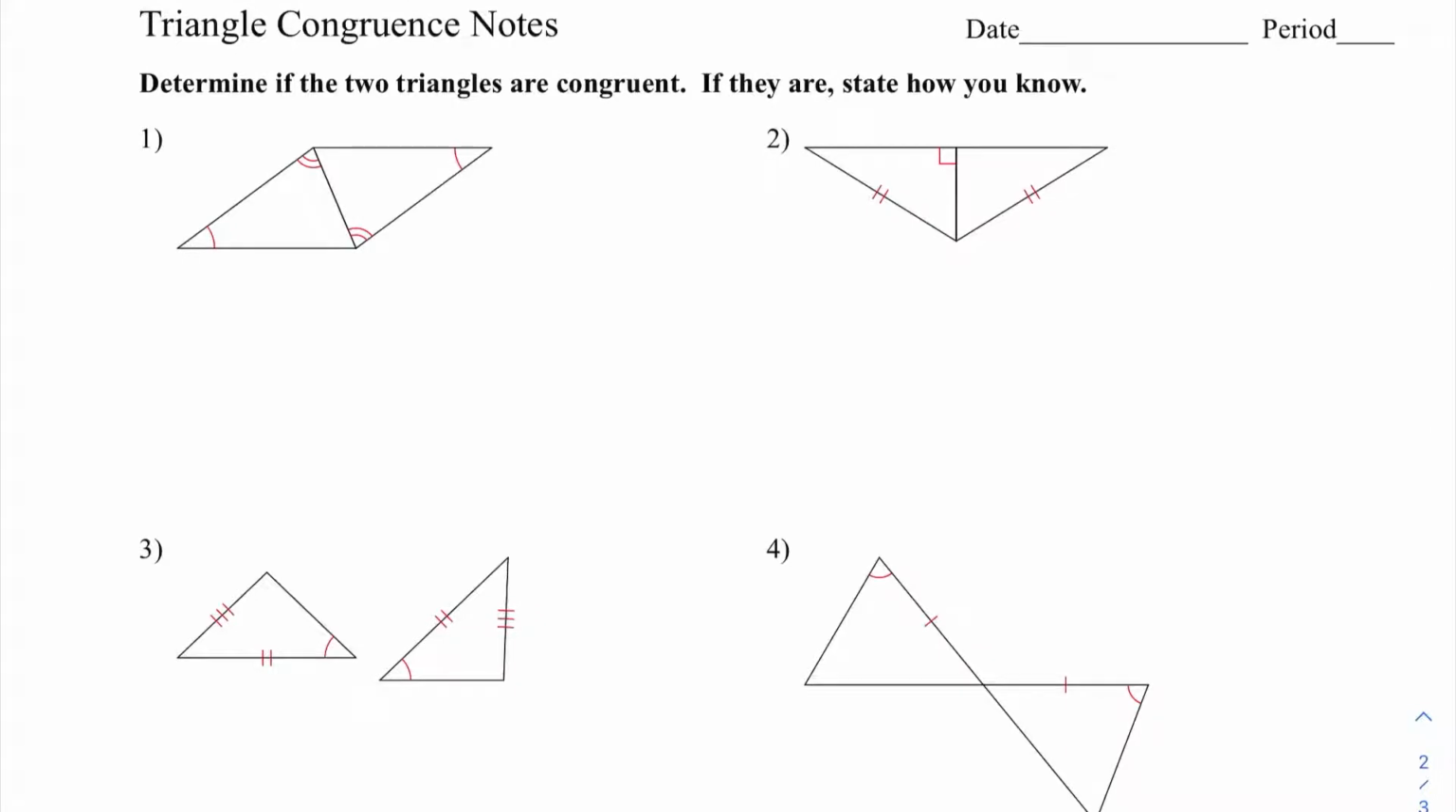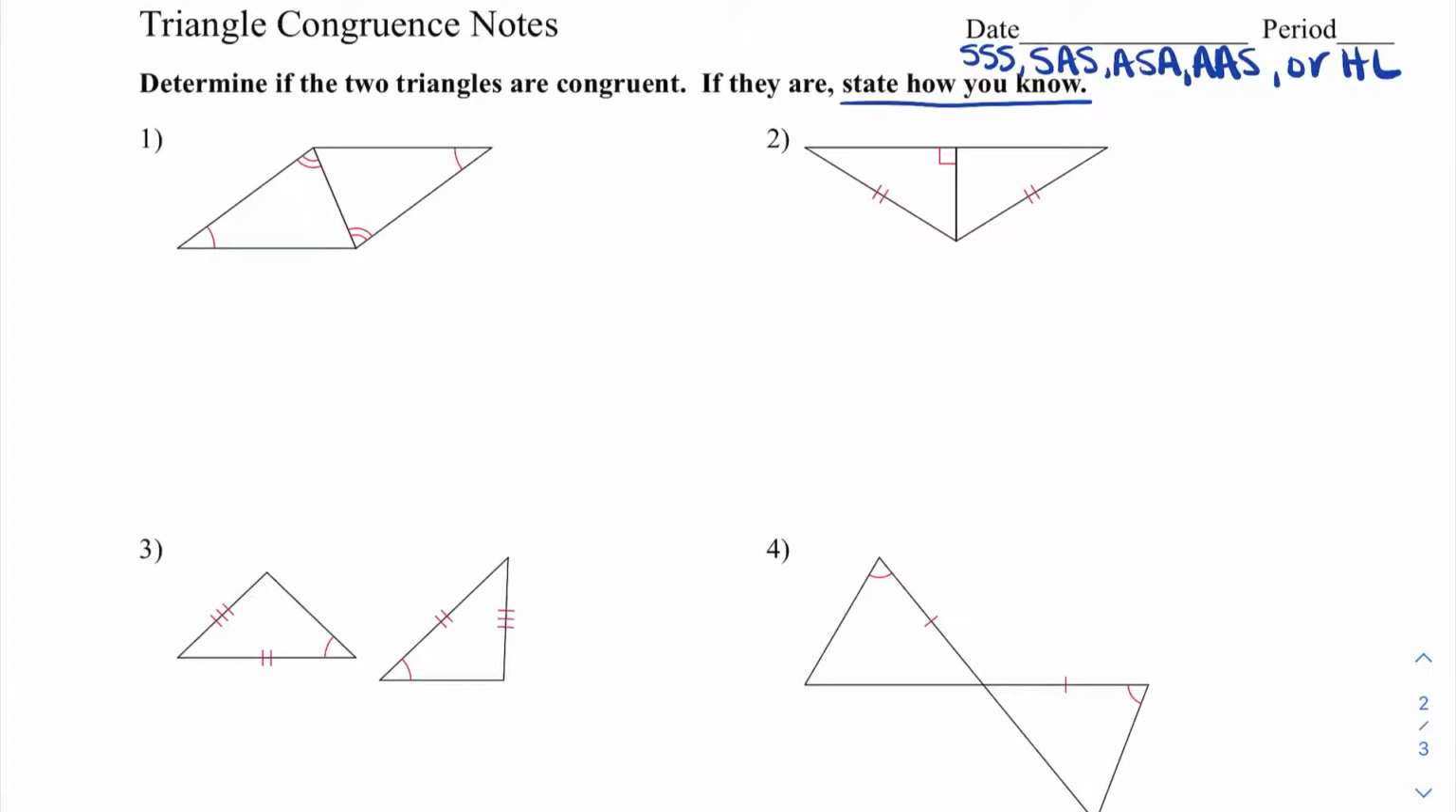So the directions say to determine if the two triangles are congruent. If they are, state how you know. State how you know, you will either list SSS, SAS, ASA, AAS, or HL. Remember that if it is not any of these 5 possibilities, your answer will simply be not congruent. So let's look at number 1.